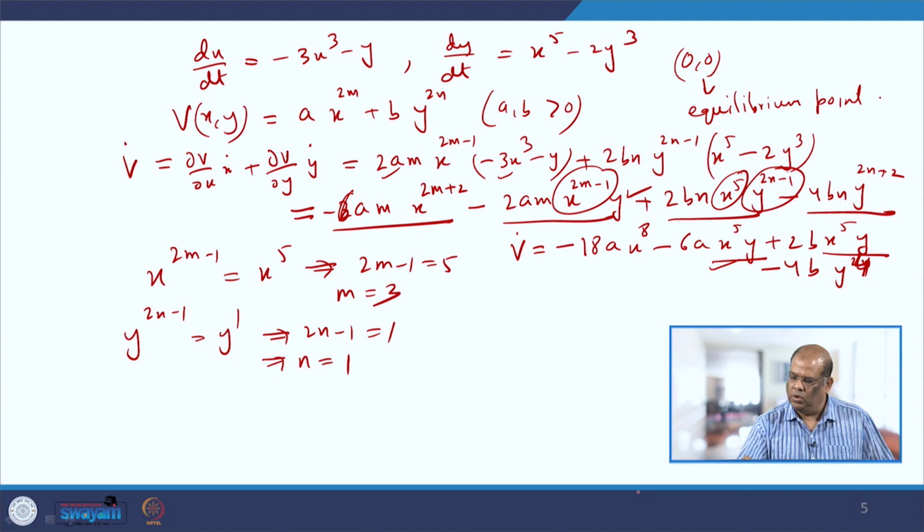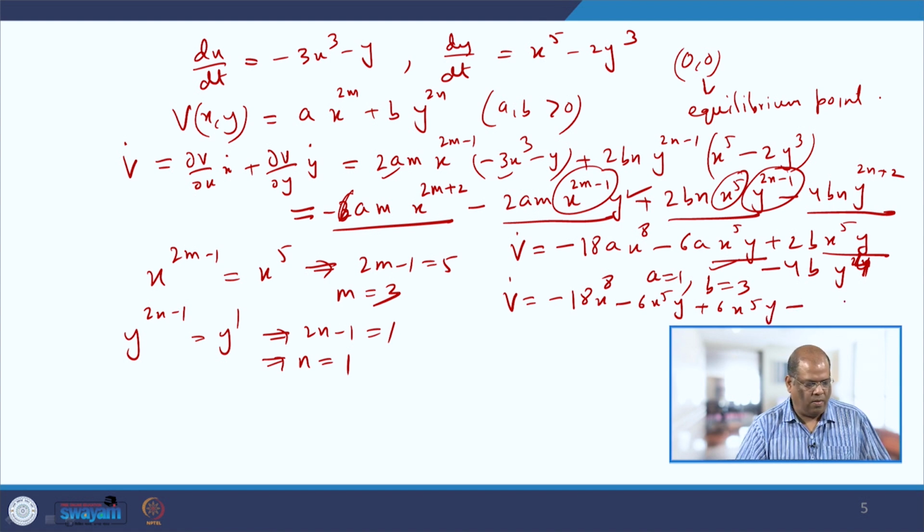So, if you choose a equal to 1, this is 6, and b equal to 3, this is again 6, I will get V dot equal to minus 18 x to the power 8, this is minus 6 x to the power 5 y plus 6 x to the power 5 y and minus 12 y to the power 4. So, these two cancel and this is always less than 0 for all x, y not equal to 0, 0, and hence the system is asymptotically stable.